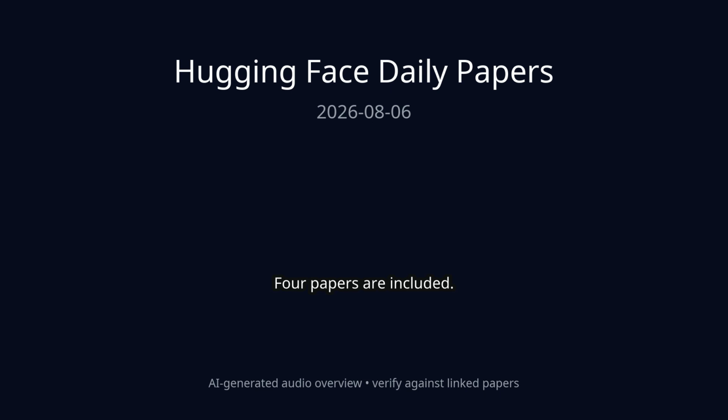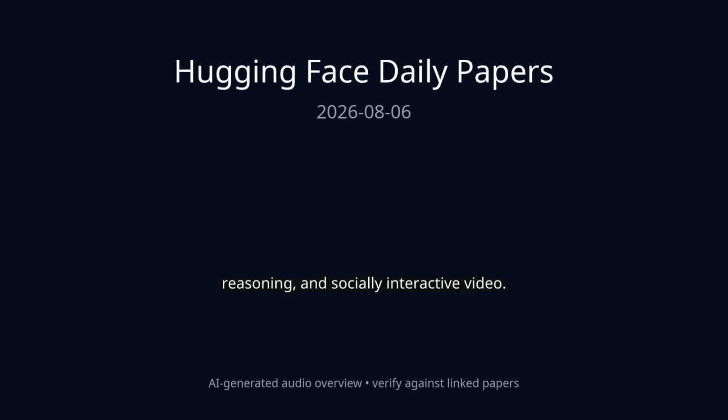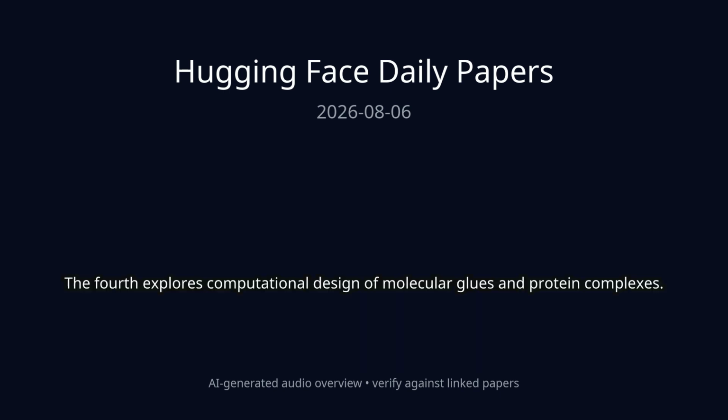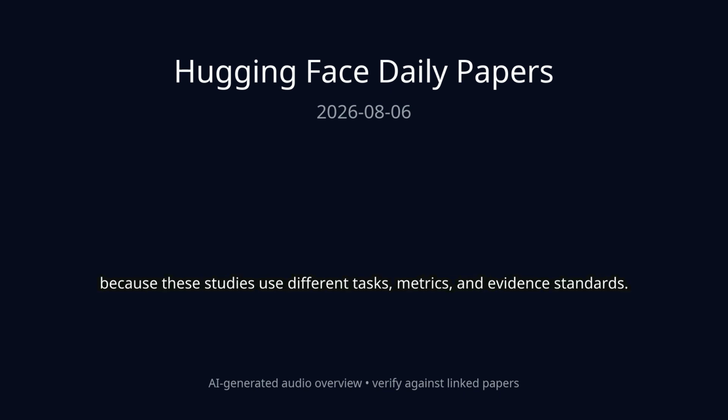4 papers are included. 3 concern visual models, selective distillation for image generation, visual reasoning, and socially interactive video. The 4th explores computational design of molecular glues and protein complexes. We will separate measured benchmark results from author claims and editorial interpretation, because these studies use different tasks, metrics, and evidence standards. The clearest shared idea appears in poly-OPD and OPD-V.